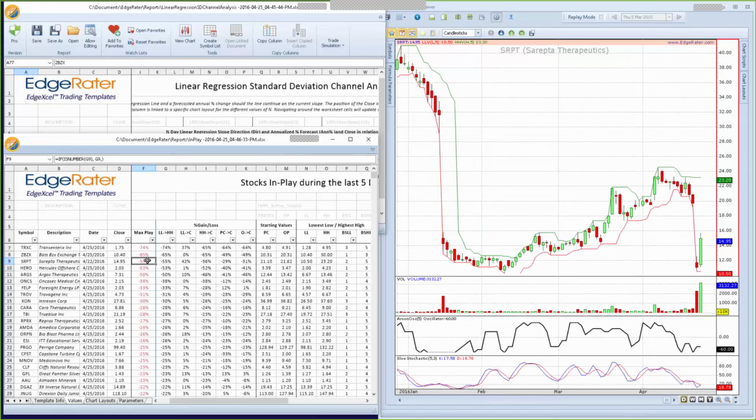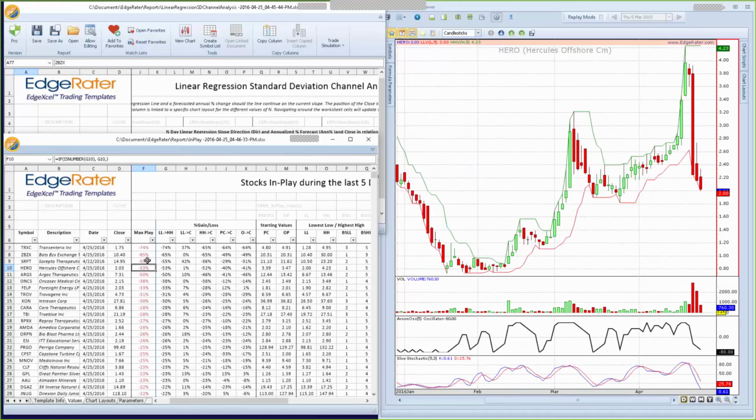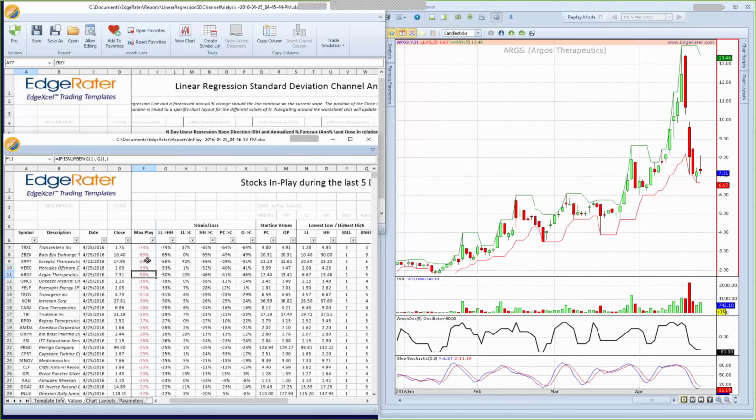Again, and we're into something that we recognize. Sarepta. Hero, we saw that before. That's at the lower end of the upper channel, if you remember. The rising, I think that was the one that was at the lower end or just below the rising 3-month channel.